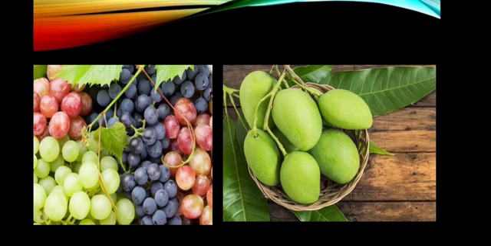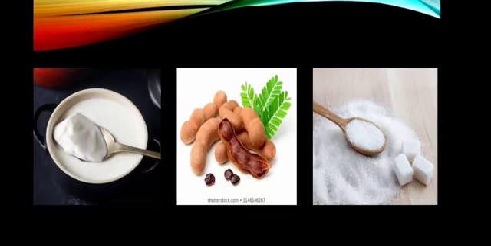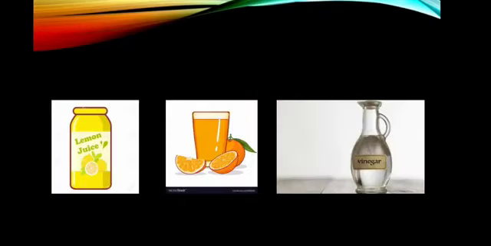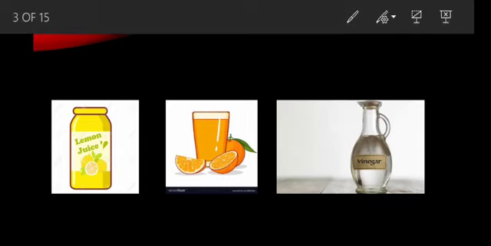Curd, lemon juice, orange juice, and vinegar taste sour. Why do they taste sour? Because they contain substances which taste sour, because they contain acids. The chemical nature of such substances is acidic. The word acid comes from the Latin word acere, which means sour. The acids in these substances are natural acids.